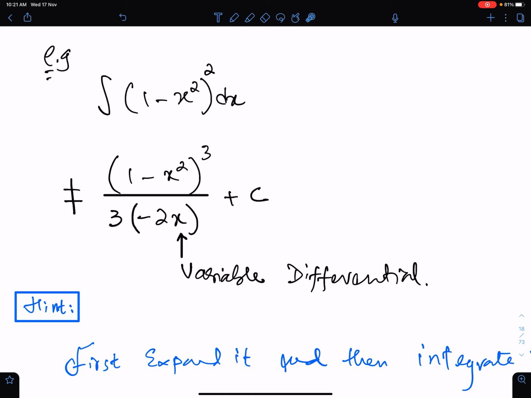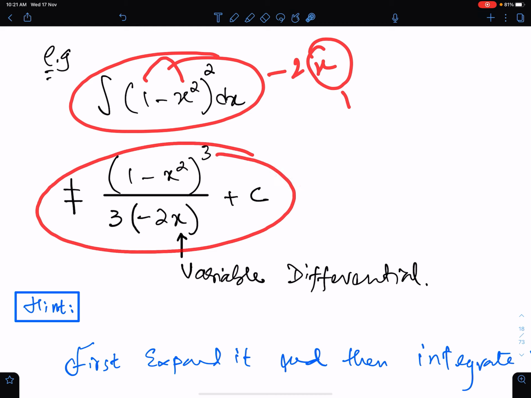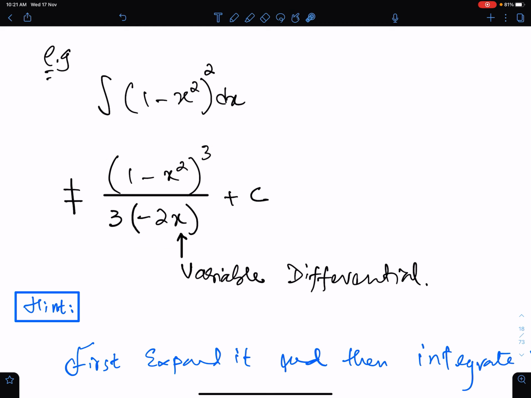And since the differential of this function is negative 2x, and this is variable, you cannot solve this question through the composite function rule, because we can never divide a function by a variable differential. So we cannot solve this question through this method. This is the wrong way.